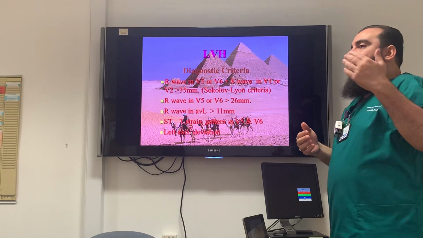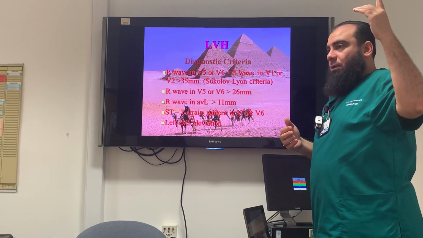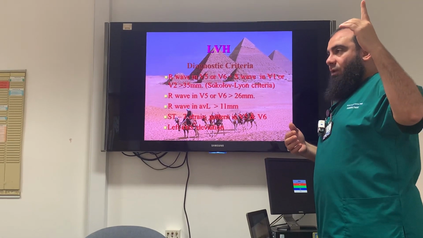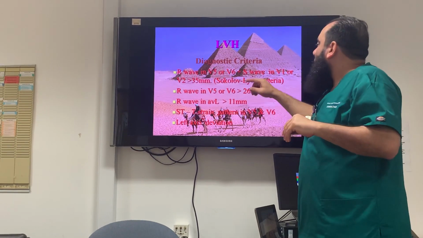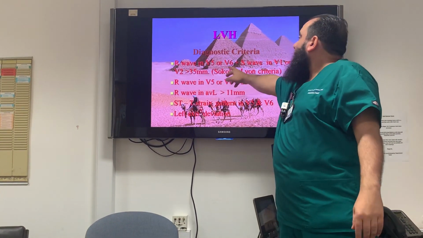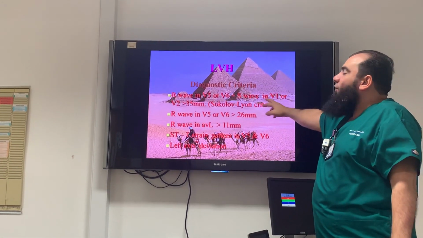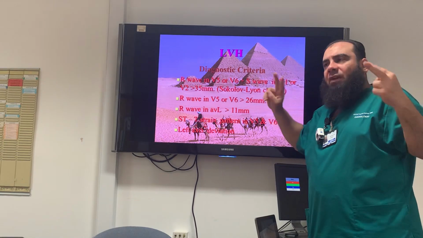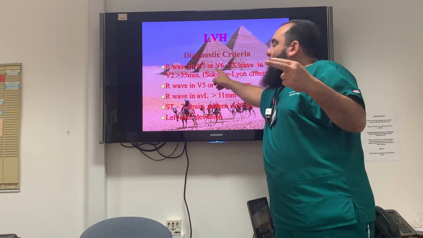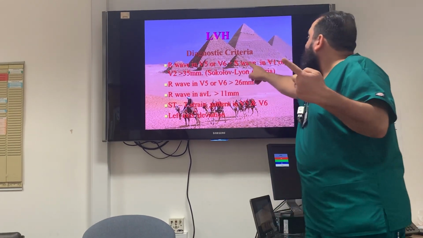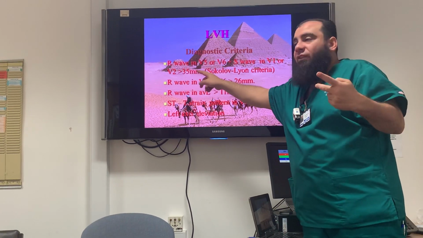Is it okay? Lead 1, R wave, is that right? AVL, R wave, is that right? Good. So the R wave in V5 or V6 plus the S wave in V1 or V2, both of them represent the left ventricle. Isn't it? Because the R wave in V5 and V6 looks at the left ventricle, and the S wave in V1 and V2 again represents the left ventricle.